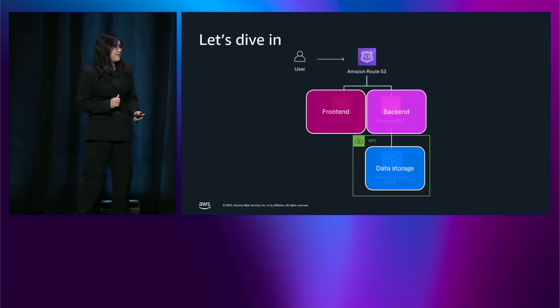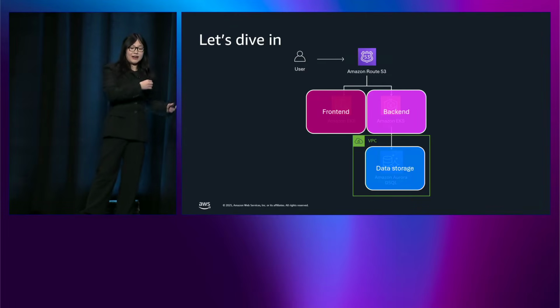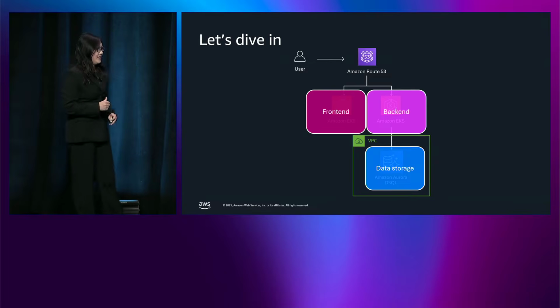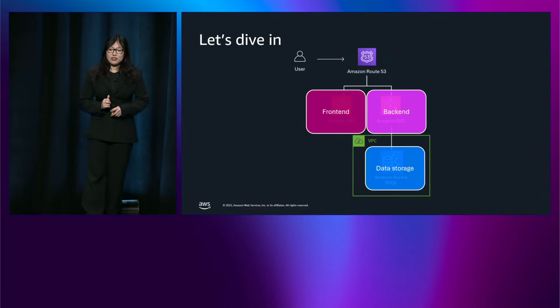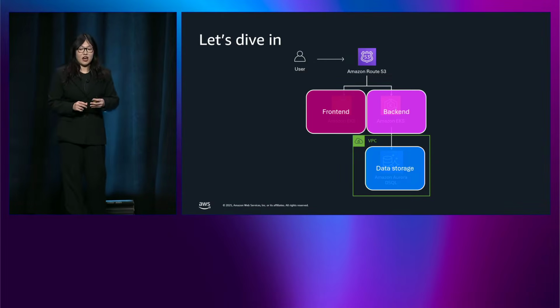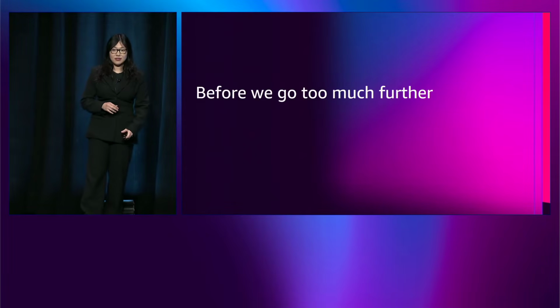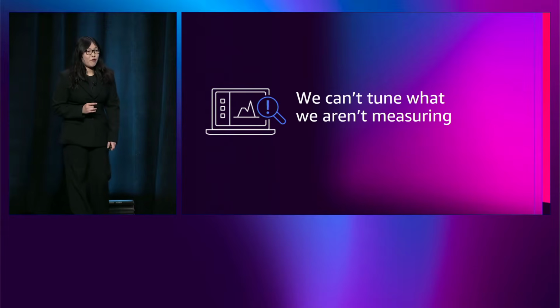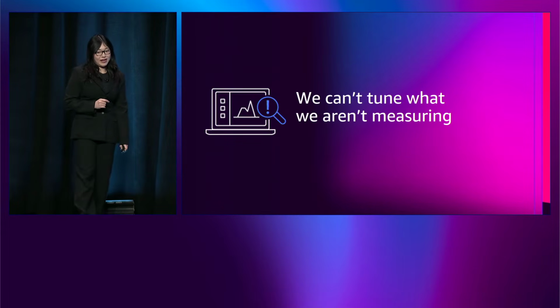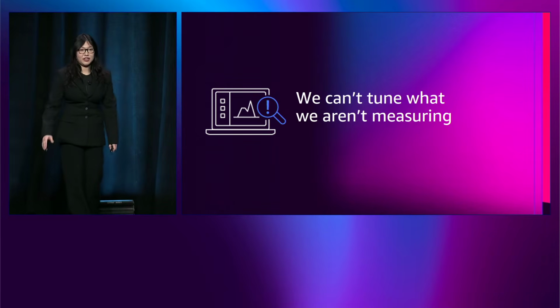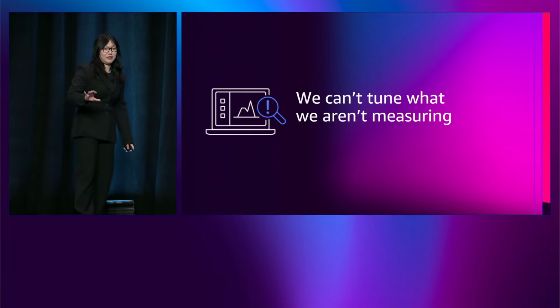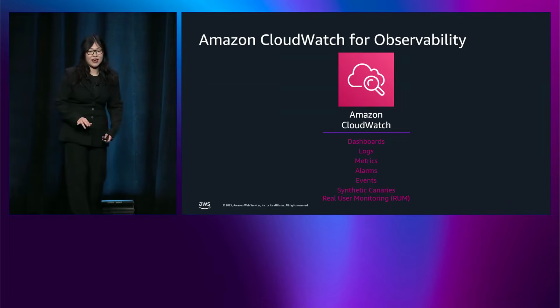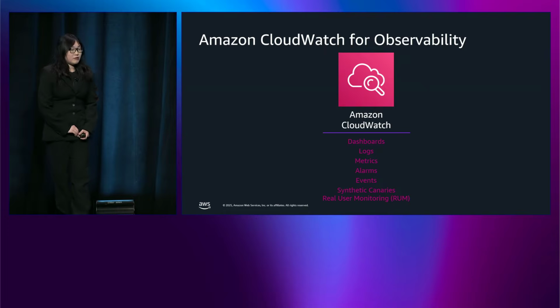So let's dive in a little bit, talking again about the front end, the back end, and the data store tier. How do we want to scale and optimize performance for each of these different layers? Before we go too much further, we can't tune what we aren't measuring. Going back to the cycle of build, measure, learn, we're kind of missing the measure and learn before we start building again. So we have Amazon CloudWatch for observability.